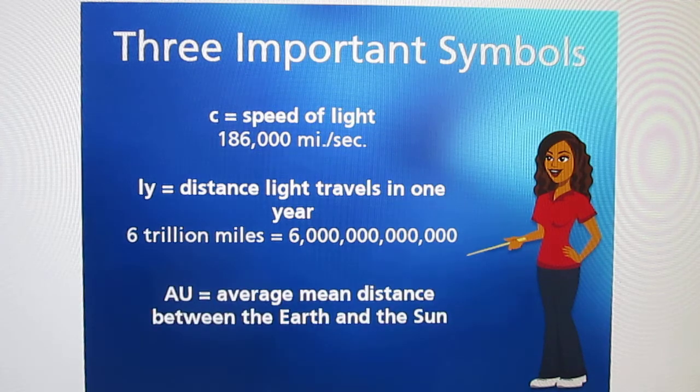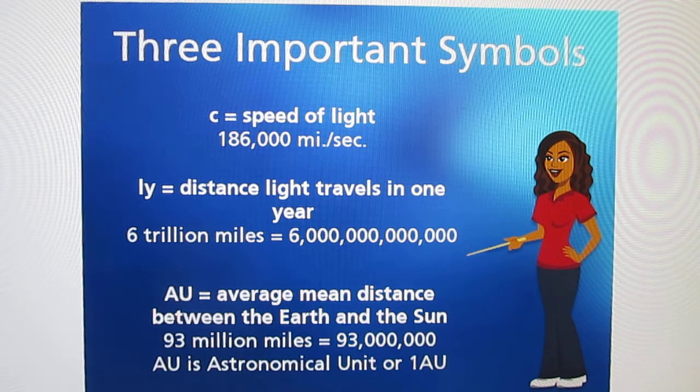Last is AU. AU means the average mean distance between Earth and the Sun. This is equal to 93 million miles, or a 93 followed by 6 zeros. This special distance is called the astronomical unit, or 1 AU.